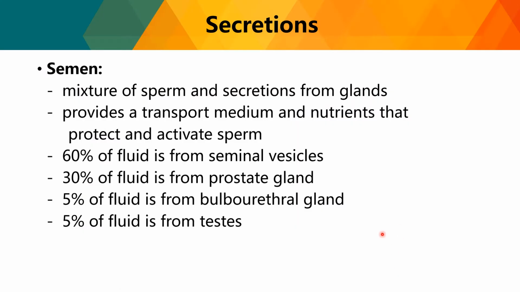So for the secretions, for males, you have what you call your semen. Okay, so this is a mixture of sperm and secretion from glands. It provides a transport medium and nutrients that protect and activate the sperm. So 60% of the fluid is from the seminal vesicles, 30% from the prostate gland, 5% from the bulbourethral glands, and 5% from the testes. So that's actually how the semen is composed of. Okay?